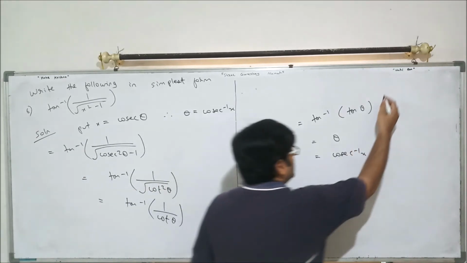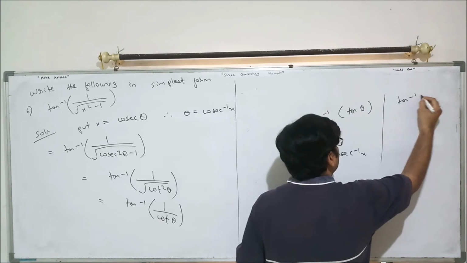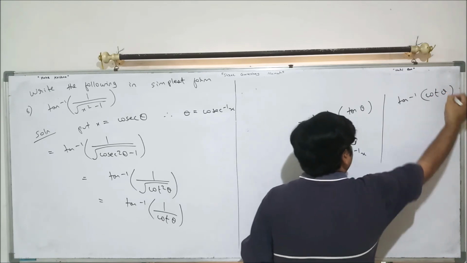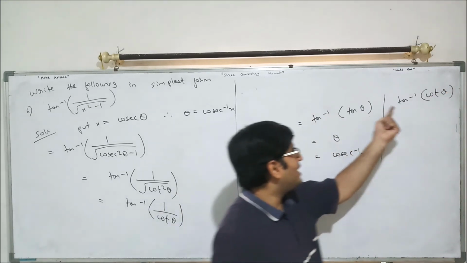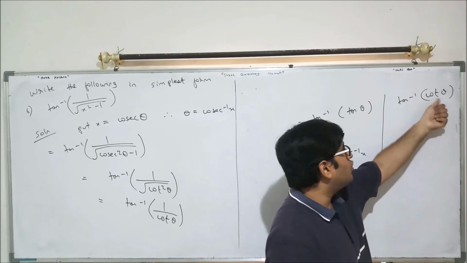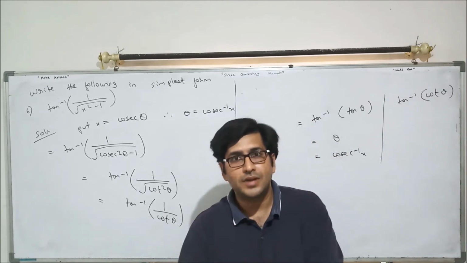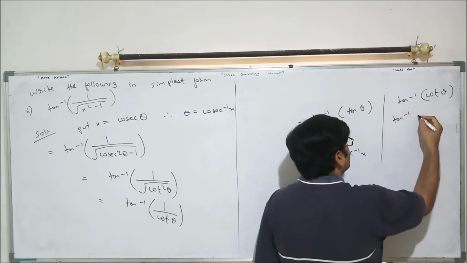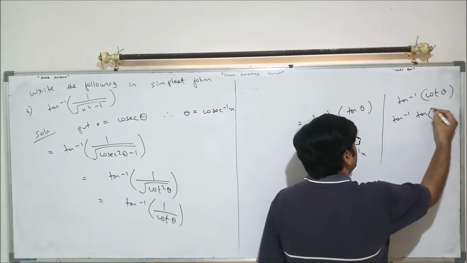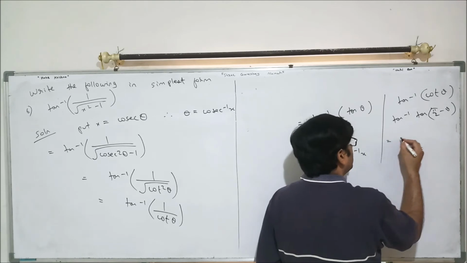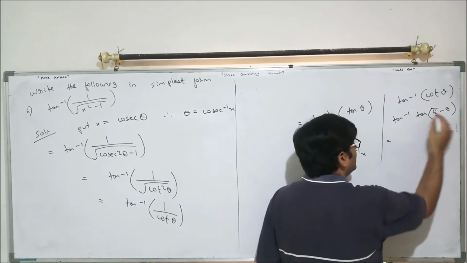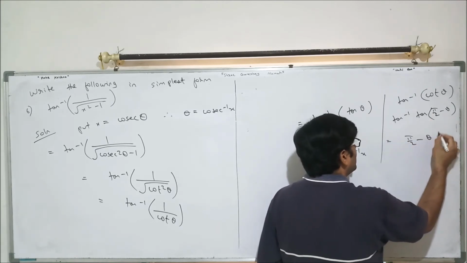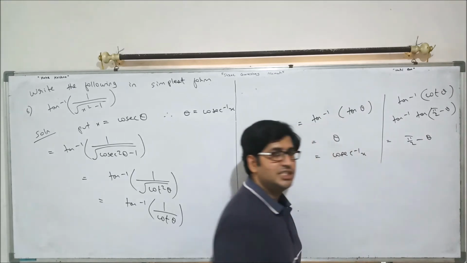So you would read this step, students. You are going to get tan inverse of cot theta. Now here there is tan inverse, so it is very necessary that you convert this cot function to a tan function. So we make use of the allied angle concept. So cot we will write as tan of 90 minus theta. So we are going to get tan inverse of tan theta, which is theta. So we are left with pi by 2 minus theta.